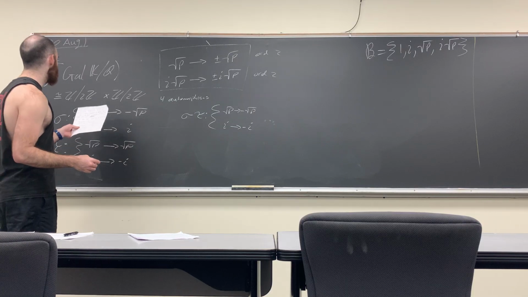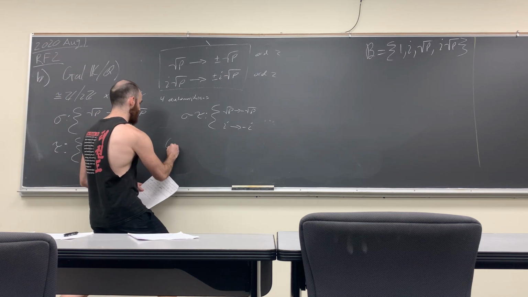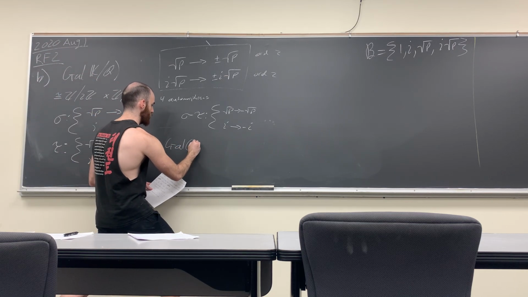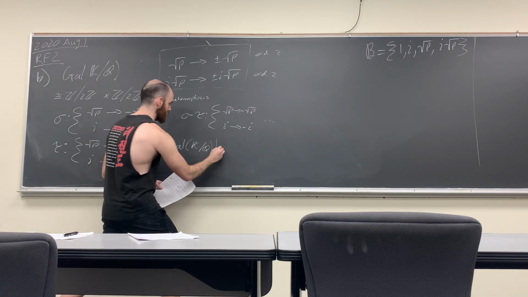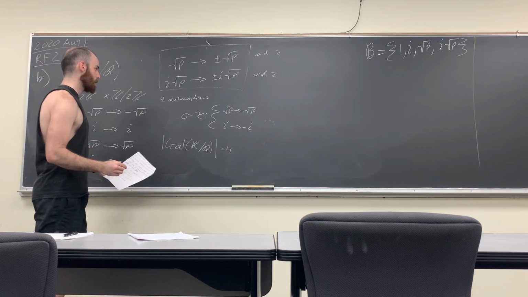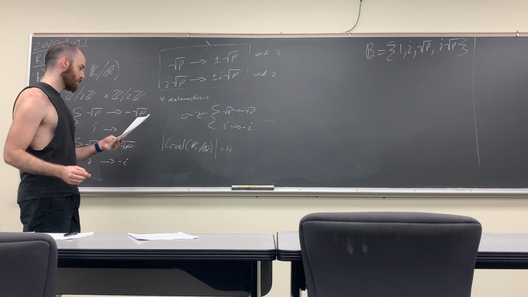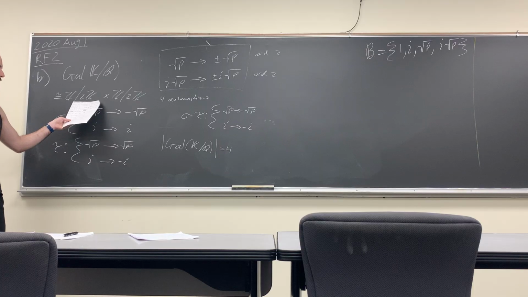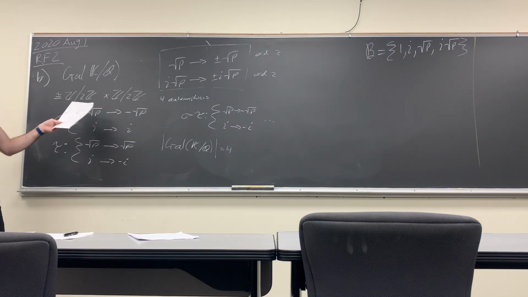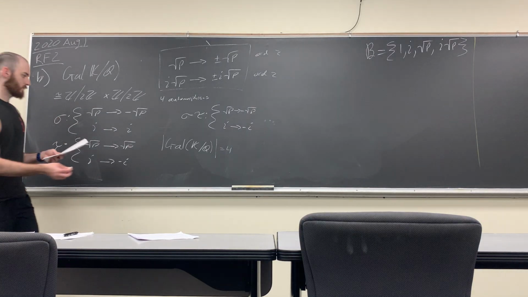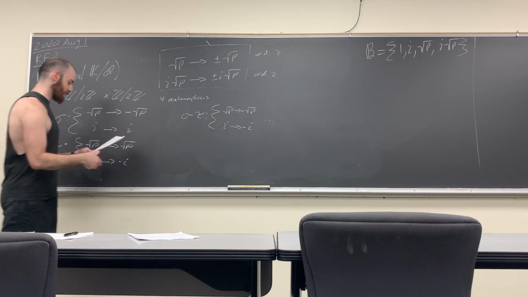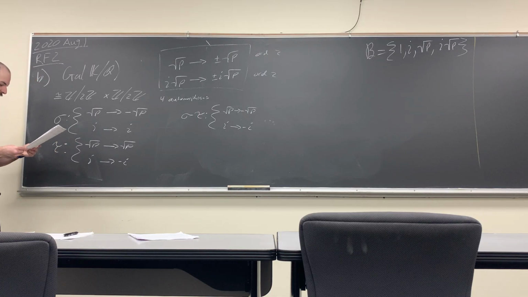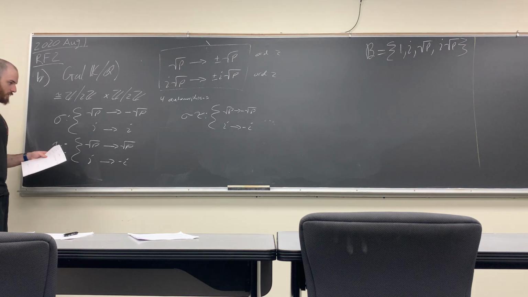So what this means is that our Galois group over Q has cardinality equal to 4. I already stated the relationship, and since I'm already stating what the Galois group is, I don't need this. But these are the actions. Okay, and that's B. Cool.